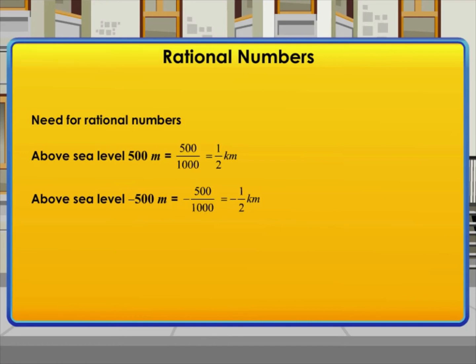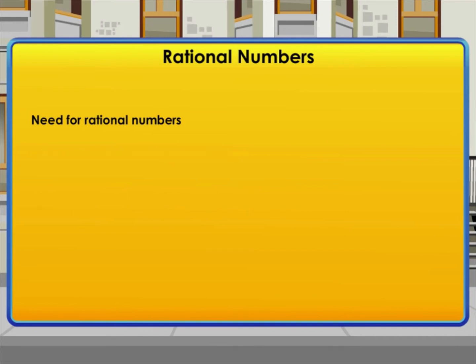Distance of 500 meters above sea level can be represented as 1 divided by 2 kilometers. We represent 500 meters below sea level as minus 1 divided by 2 kilometers. Minus 1 by 2 is neither an integer nor a fractional number. We need to extend our number system to include such numbers.